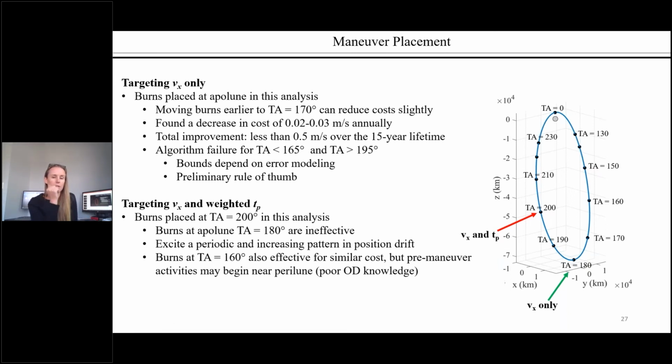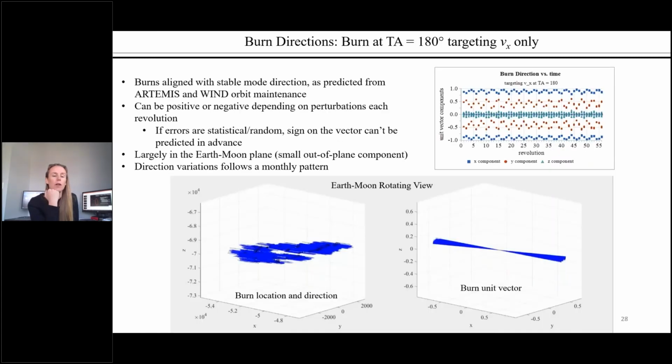Now, burn direction is also an interesting study. We remember from the Artemis and Wind orbit maintenance that the teams at Goddard who performed and still perform the orbit maintenance for those spacecraft have found that the optimal direction for an orbit maintenance burn is in a stable mode direction associated with the halo orbit. There are statistical errors there. It's not like drag at the Earth, so you don't know if it's going to be a positive direction or a negative direction, but you know it's going to be in the stable mode direction. And that's also what we find in Gateway.